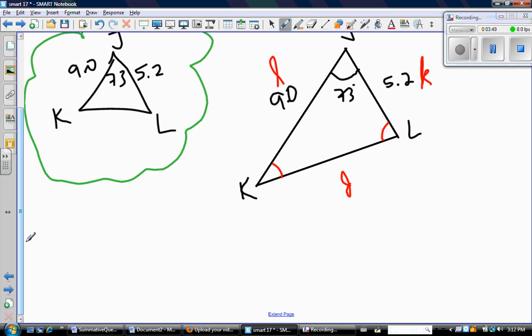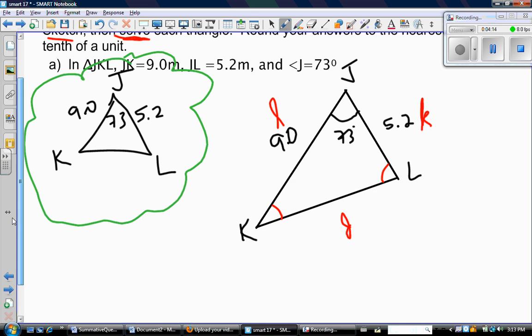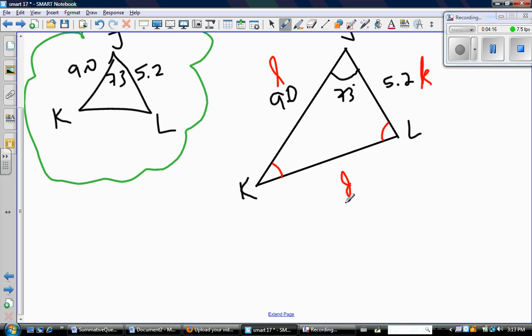Now, the sine law is only valid if I know one side and its opposite angle. So you'll notice here's side L, but I don't have its opposite angle. Here's side K, I don't have its opposite angle. And I don't know side J, so I can't use the sine law. Therefore, I have to use the cosine law. And since the angle that I know is angle J, then the cosine law will be about side J. So let's set that up.